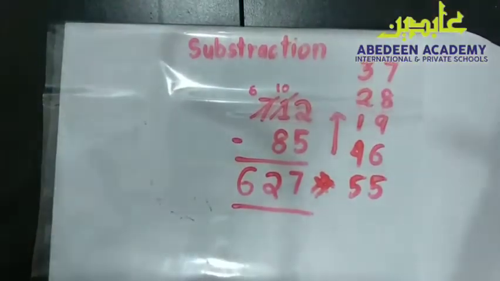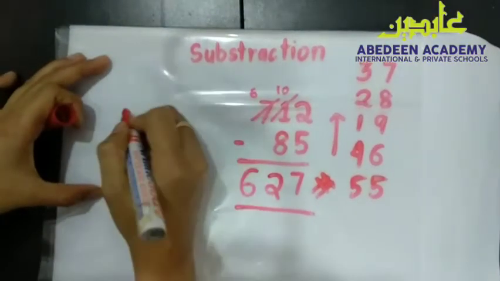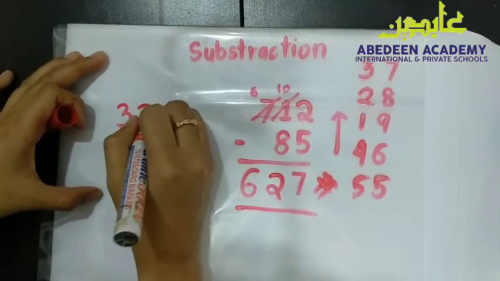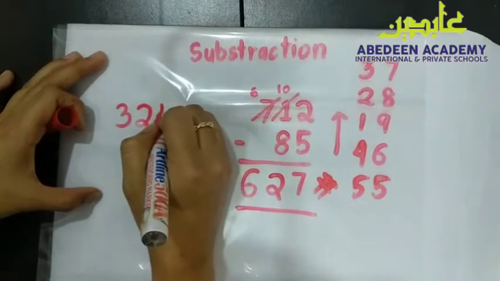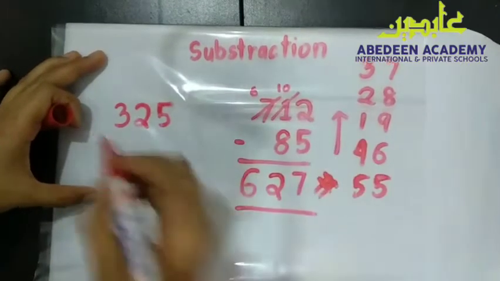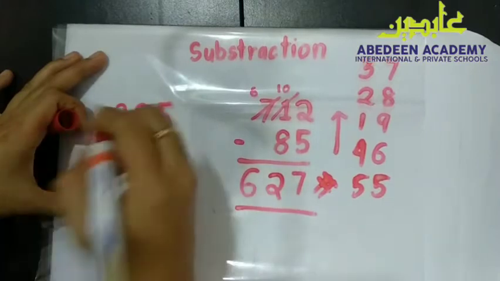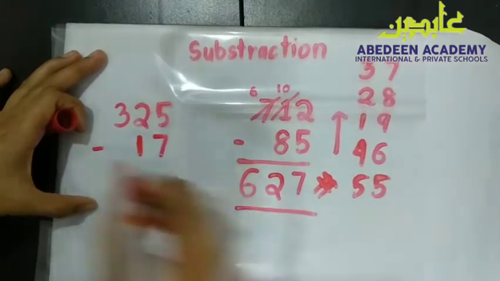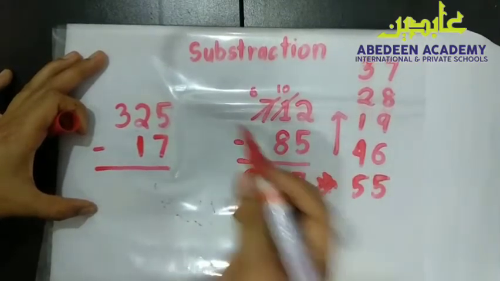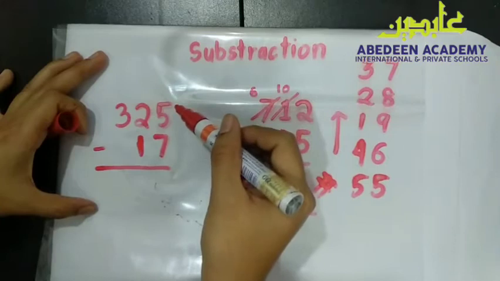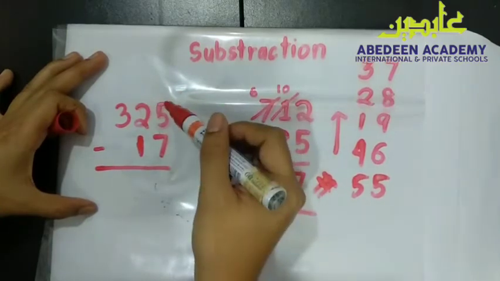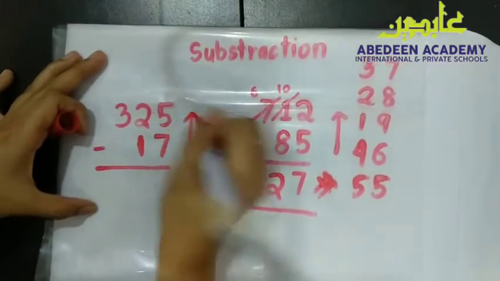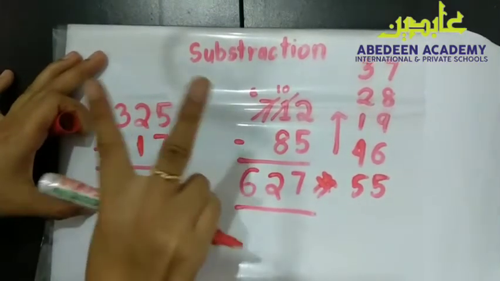Okay, I'm going to do here 325 minus 17. All right, so you cannot have 5 minus 7 because 5 is smaller. So you make 7 minus 5. 7 minus 5 equals 2.